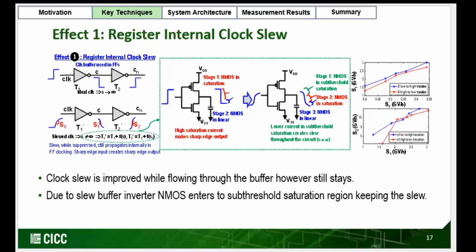And due to that, there will be still slew, there will be more time to reach the stable point. Stage 2 and stage 3 is very similar to stage 1 and stage 2 of ideal case. However, due to the stage 1, slew will still be there. We have simulated a few results here. We have named slew at clock port C and Cn as S0, S1, and S2. And we have plotted that slope S1 versus S0 and S2 versus S1. We can see a 4x improvement every time. However, it never becomes ideal.